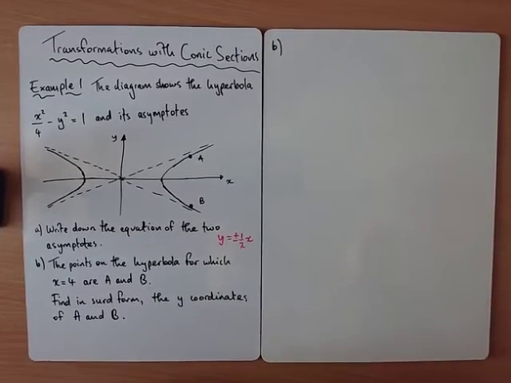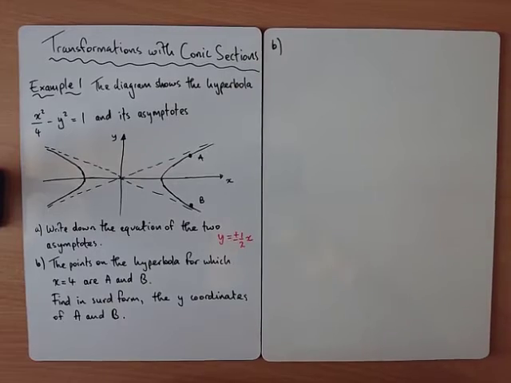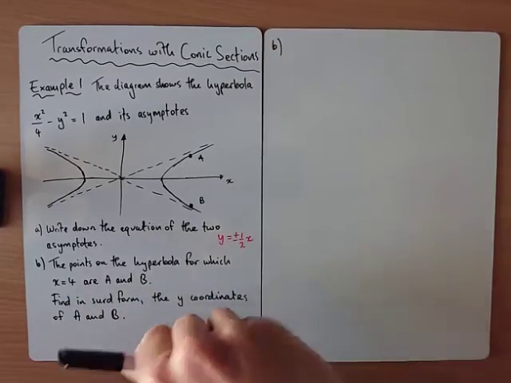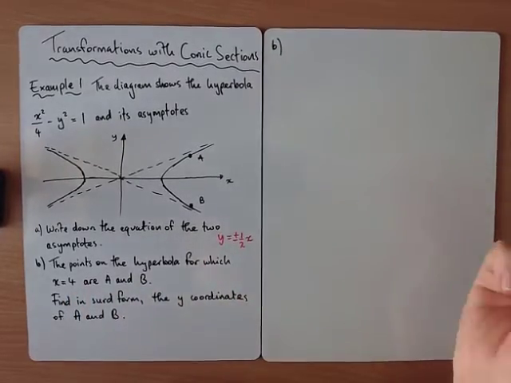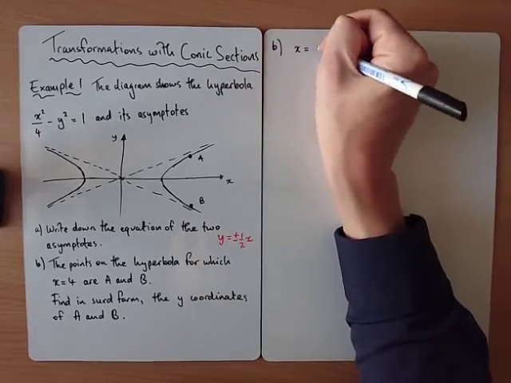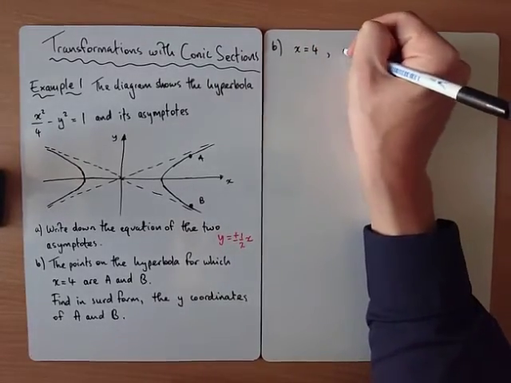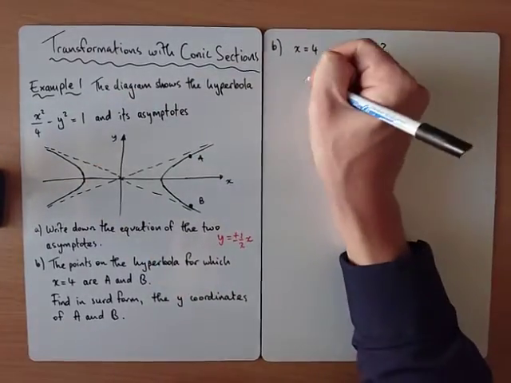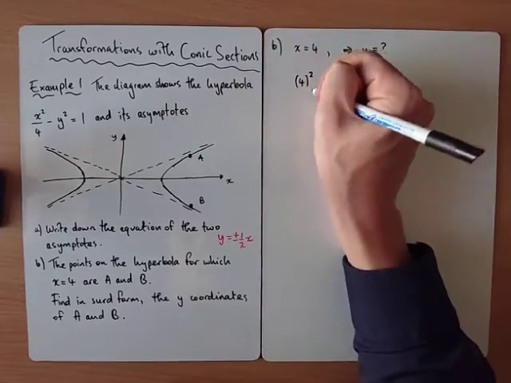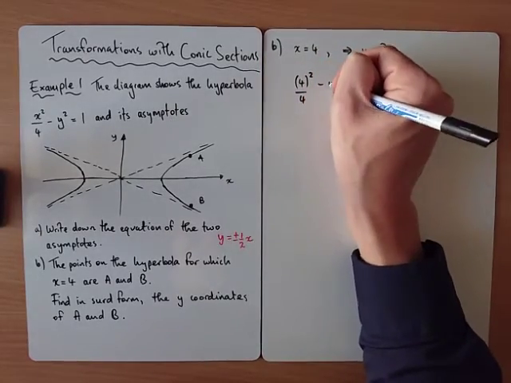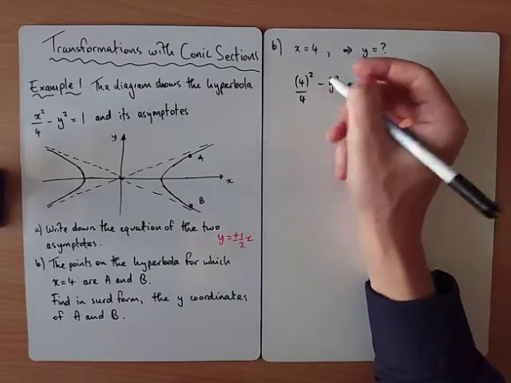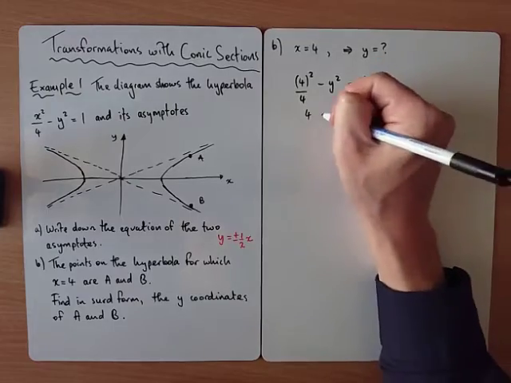Okay. So part B isn't really a conic sections question, it's more of a general understanding of how equations and graphs work. It says the points on the hyperbola for which x equals 4 are A and B. So essentially, if they give you the x coordinate and you want to find the y coordinate, all we have to do is say, well, x equals 4, what does y equal? Use the equation. We'd get 4 squared over 4 minus y squared equals 1. Rearranging this, that would be 16 divided by 4, also known as 4, minus 1, would equal y squared.